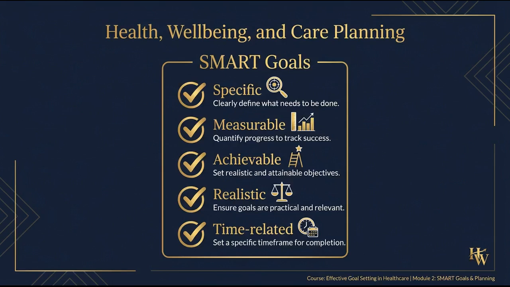For instance, a short-term SMART goal for an inactive adult could be to walk for 15 minutes on 5 days this week and record it in a diary. This perfectly meets the criteria for effective care planning.